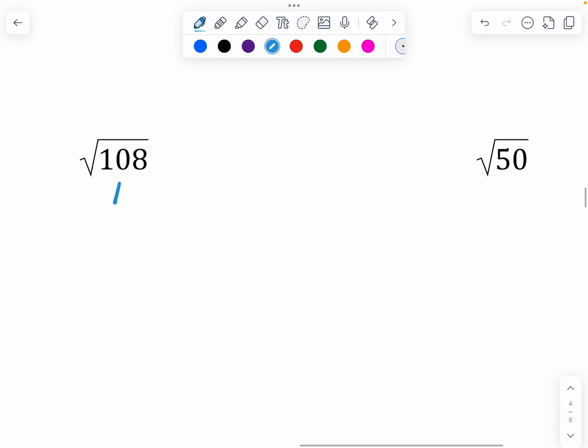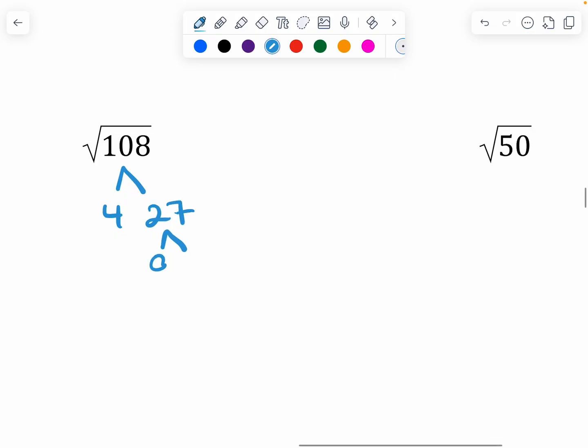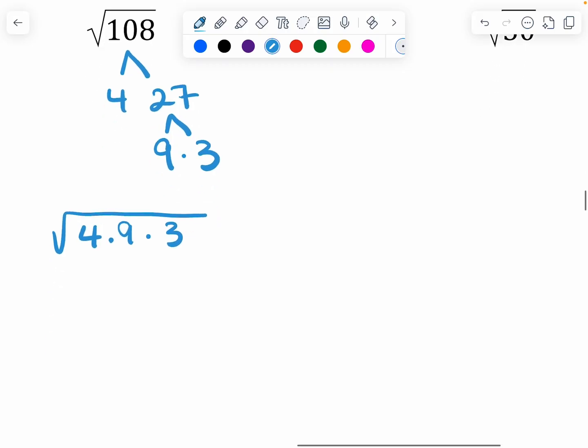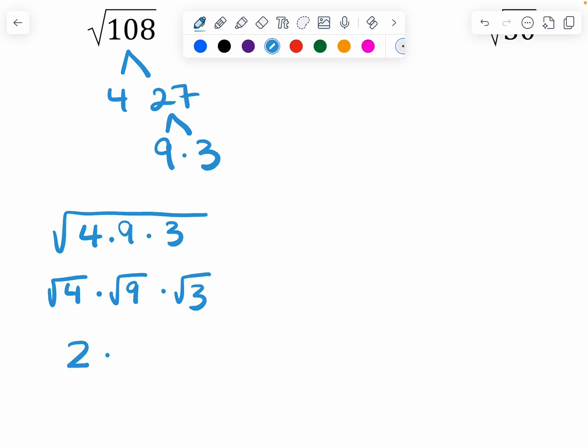Over here, does 4 go into 108? It does, 27 times. What perfect square goes into 27? Well, 4 doesn't go into it because 27 is an odd number, but 9 goes into it 3 times. So if I was to rewrite this, I have 4 times 9 times 3. The square root of 4 times the square root of 9 times the square root of 3. So 2 times 3 times the square root of 3. So 6 radical 3.